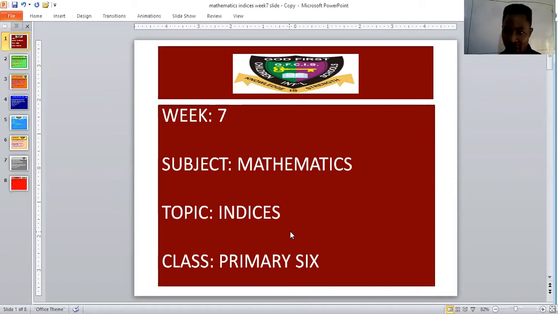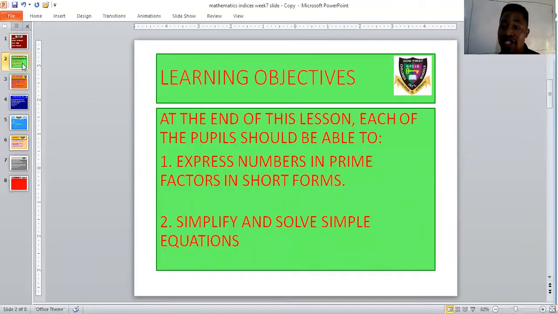But before we go further, like I always do, it is very important I let you know what the learning objectives are. Those things you're expected to know or to have learned at the end of this lesson. So let's quickly go into the learning objectives. At the end of this lesson, each of you should be able to express numbers in prime factors in short form. You should be able to express a particular number in prime factors.